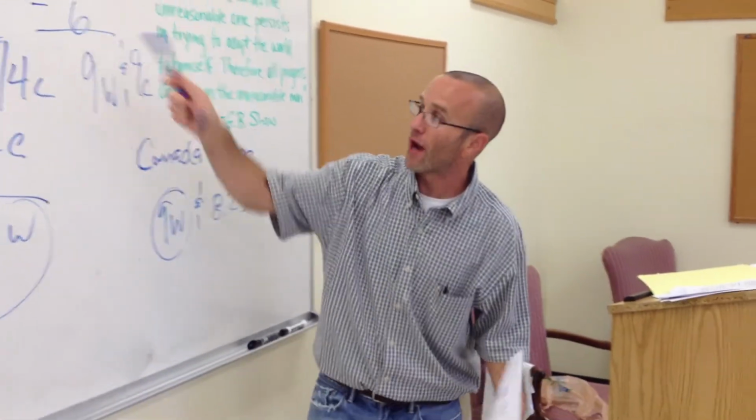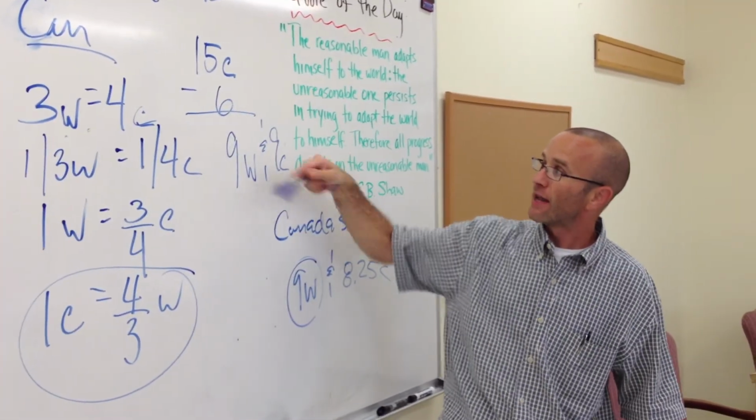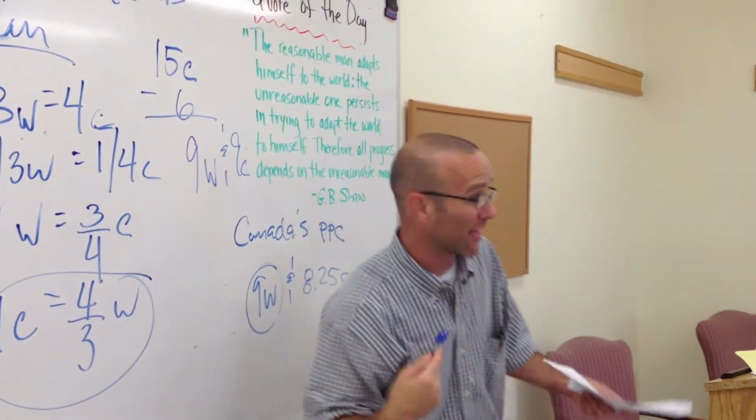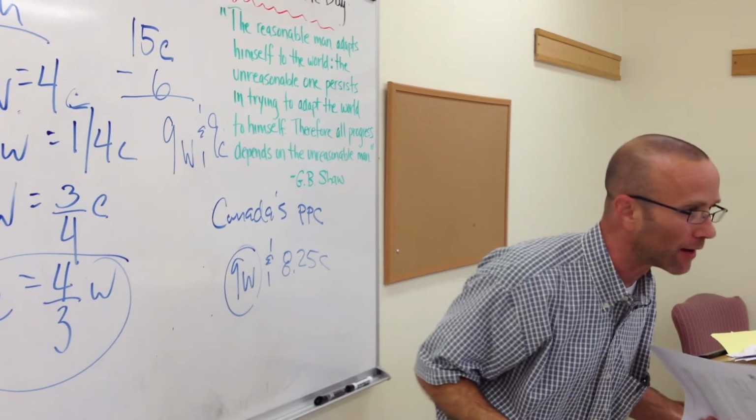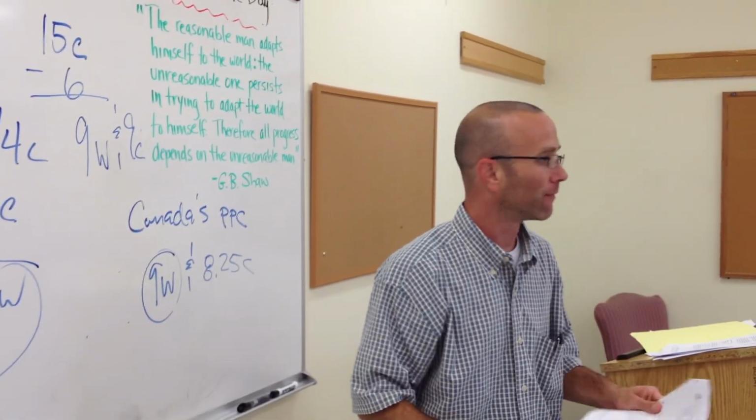So I'm going to trade away the 6 here, get left with 9C. That's what I've got left. And where did the 9W come from? Trading. I traded for it.